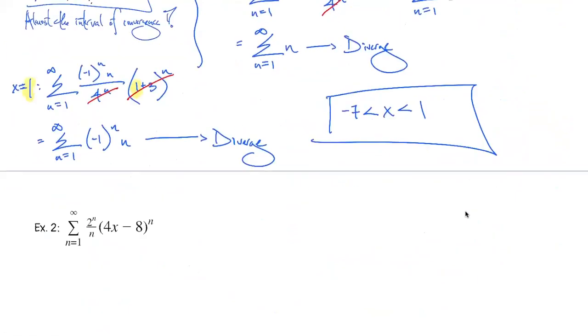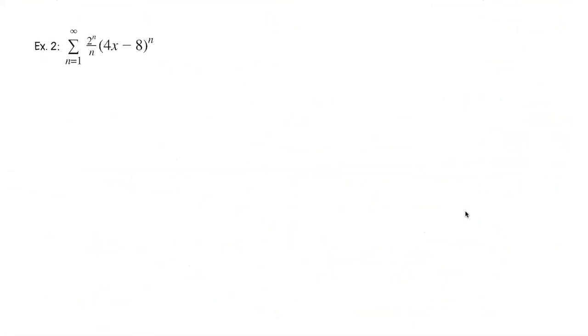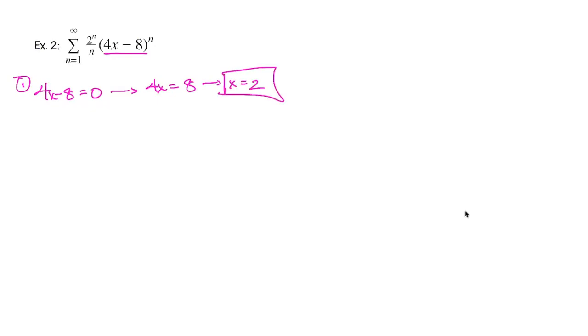So let's start off with finding our center here, or rather the value that makes this series always converge. So we're going to take our 4x minus 8 and set it equal to 0. That will give us 4x equals 8, or x equals 2, okay? And so what this means is we have 2 as our quote unquote center point. From there, if we have our radius of convergence, we can easily find our interval of convergence, okay?